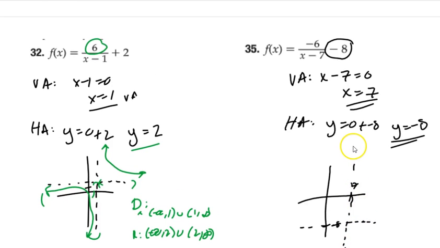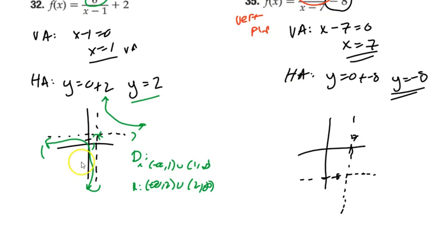Now in this case though, if you notice, right there it's a negative 6. So it's going to be a vertical flip. Normally it looks like something to this effect, top right, bottom left. It's a negative sign, so it's going to be bottom right and the top left. So we flipped it over from normal. So it's that effect. Domain, negative infinity to 7, 7 to infinity. Range, negative infinity to negative 8, negative 8 on.